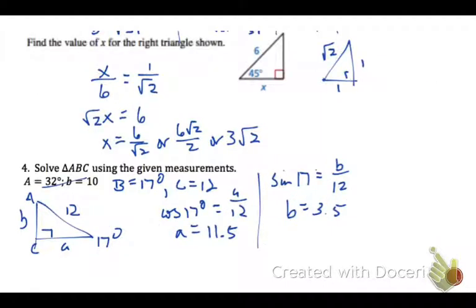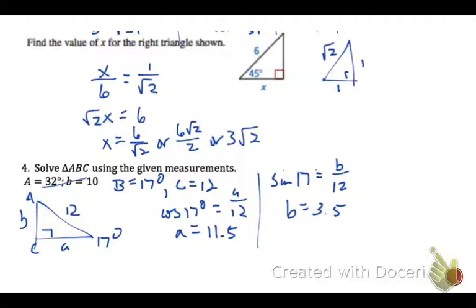Here are the answers for numbers 3 and 4. So on number 3, the triangle is a special right triangle, 45, 45, 90. So I drew one of those and I used it to set up a proportion. So I said x over 6 equals 1 over the square root of 2. And then when you simplify, you'll get 3 times the square root of 2. We do not want to estimate on our calculator. We just leave it in exact terms.